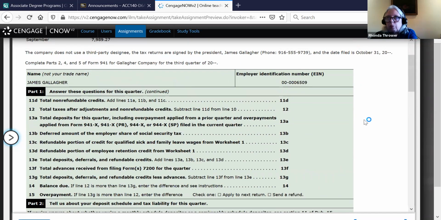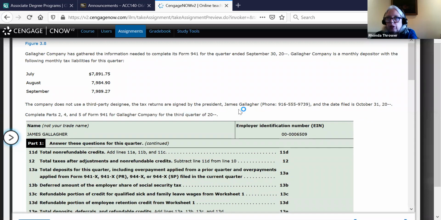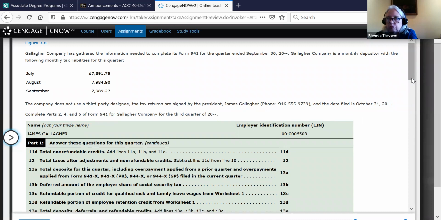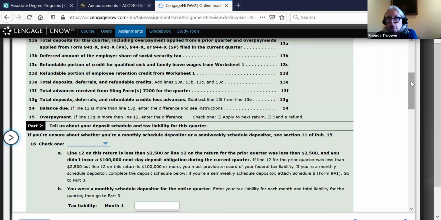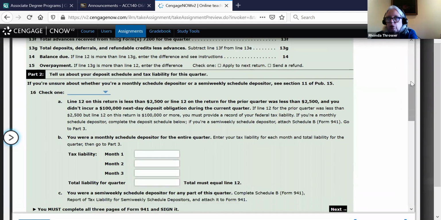In this particular problem, they're telling us to complete parts 2, 4, and 5 of the 941 form. We already completed part 1 in the last problem. So all this was already completed. You had already entered it in. Now we're going to go to part 2 and answer these questions. Part 2 says, tell us about your deposit schedule and tax liability for this quarter.